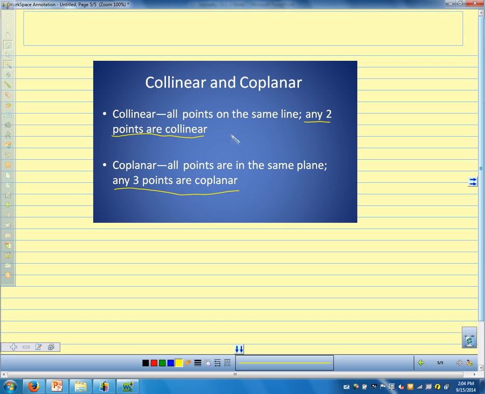Your picture for collinear, you're just thinking of points that are on a line. So all those points are collinear. For coplanar, you could draw yourself a plane. All of these points are coplanar.